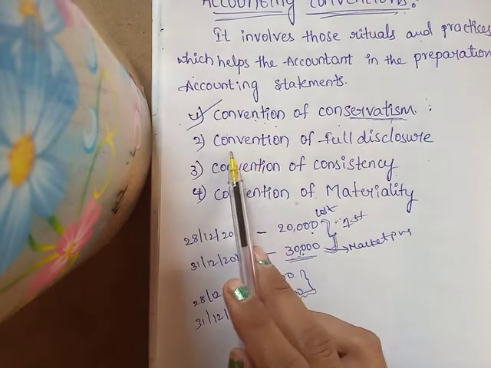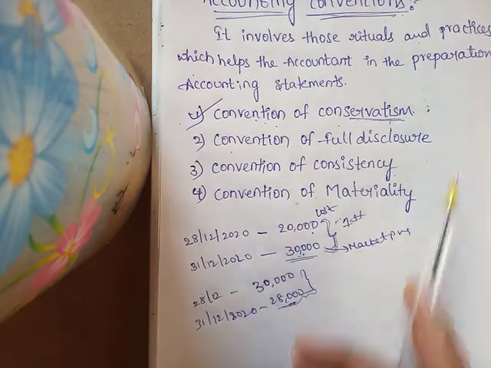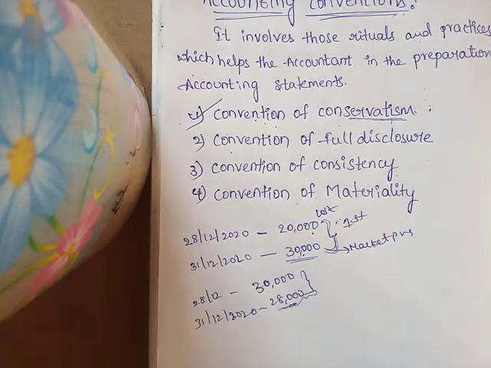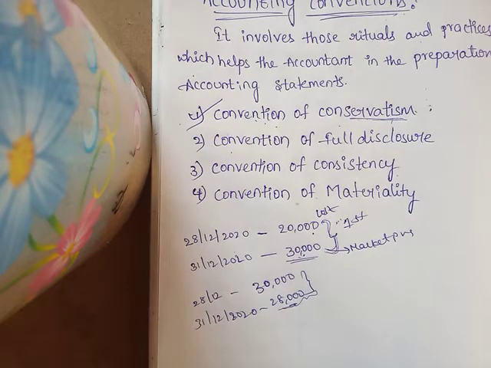Next, the second one is the convention of full disclosure. According to this convention, the financial statements must provide complete and true information about the company. What are the financial statements? Trading account, profit and loss account, and balance sheet.